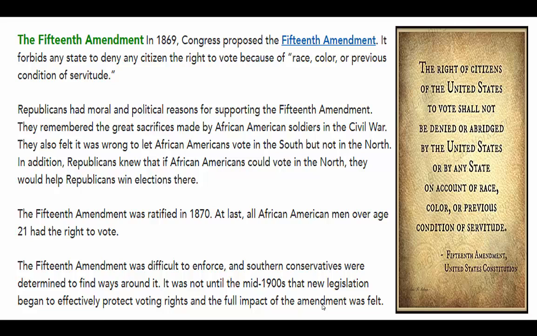So now we can answer a couple of questions. Question 44, what did the 15th Amendment to the United States Constitution do? It says you cannot deny a citizen the right to vote because of race, color, or having been a slave previously.